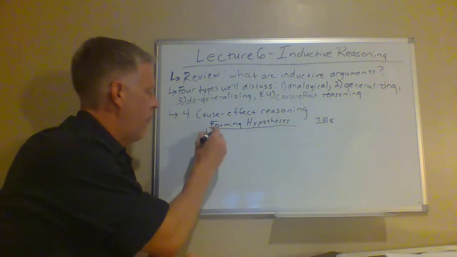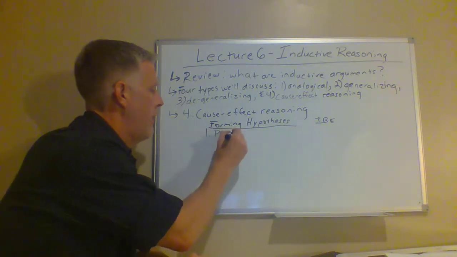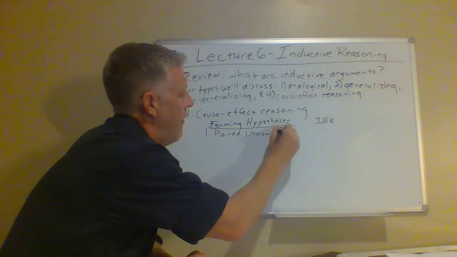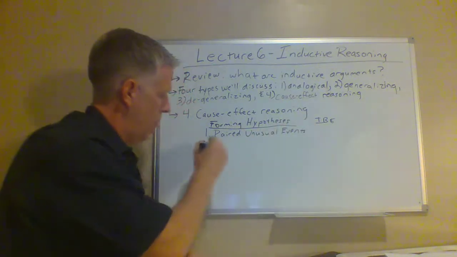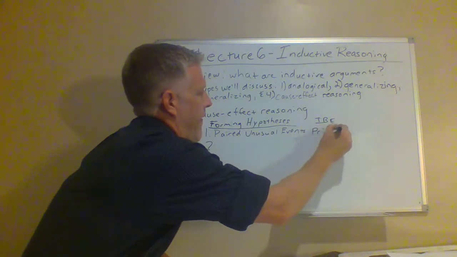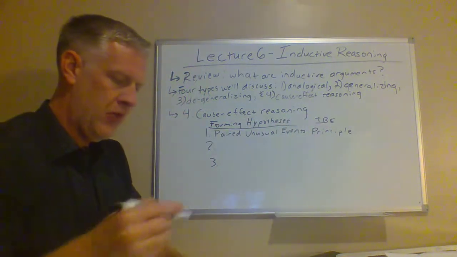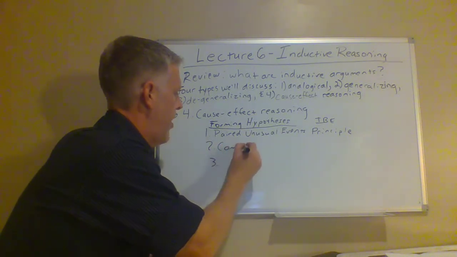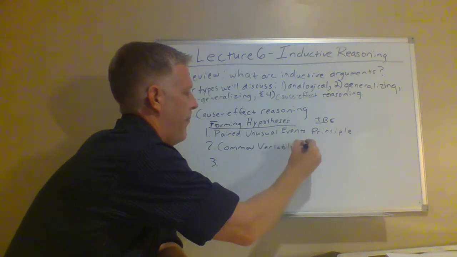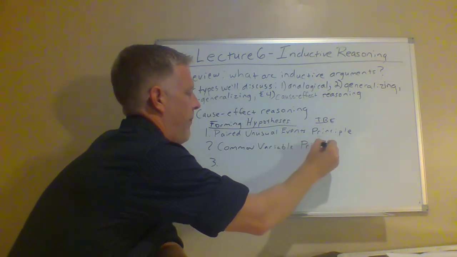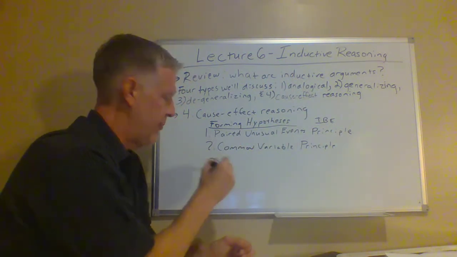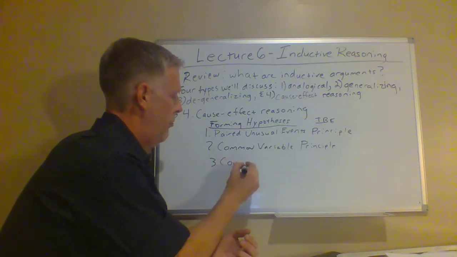They have what they reference as the paired unusual events principle. Okay, that's the first one. We'll go through the common one. And then I have a covariation principle, or principle of covariation, however you want to put it.